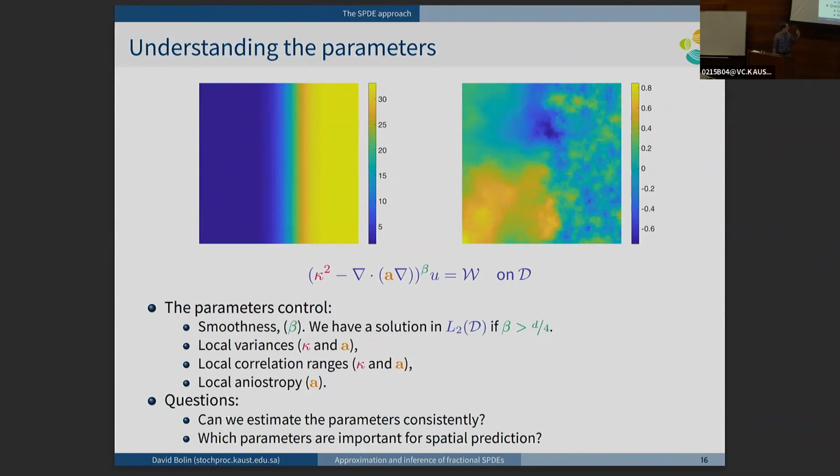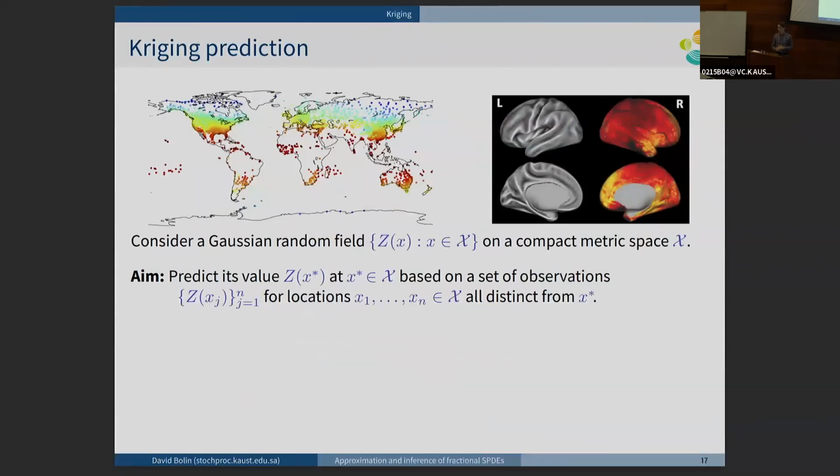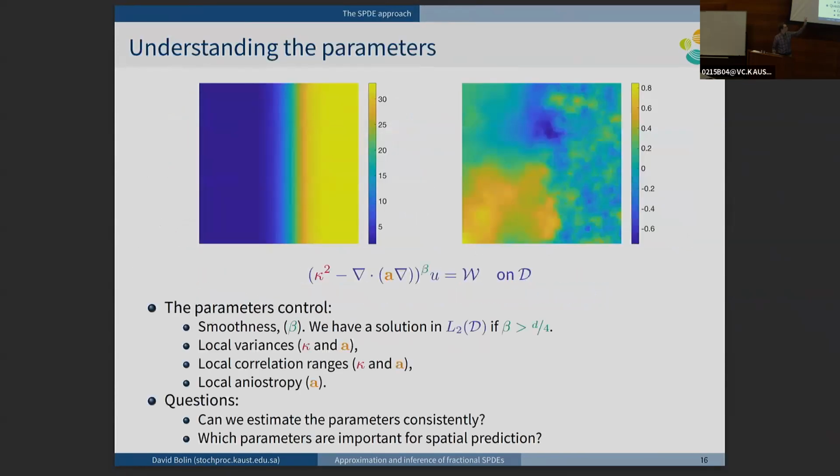So we will now for a moment set this particular equation aside and look at this second question a bit in more detail. So the goal now will be to look at this problem of so-called Kriging prediction, and then to see, in the end, we want to understand which parameters here are actually important for prediction.